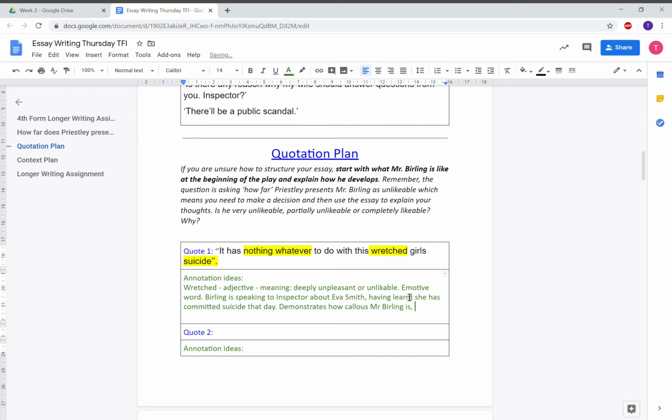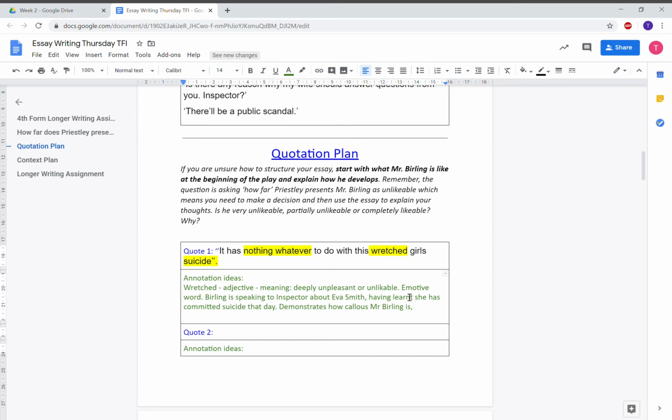I'm going to break this down into two points. So first, it demonstrates how callous Mr. Birling is. To be callous is to be deeply insensitive or deeply unemotional. Okay, if you're unusually insensitive, then you're described as being callous. Now, Mr. Birling's being unusually insensitive here because he's using a word, an adjective, wretched, which means to be deeply unpleasant, to describe a young person who's just committed suicide. Okay, so it demonstrates how callous Mr. Birling is.